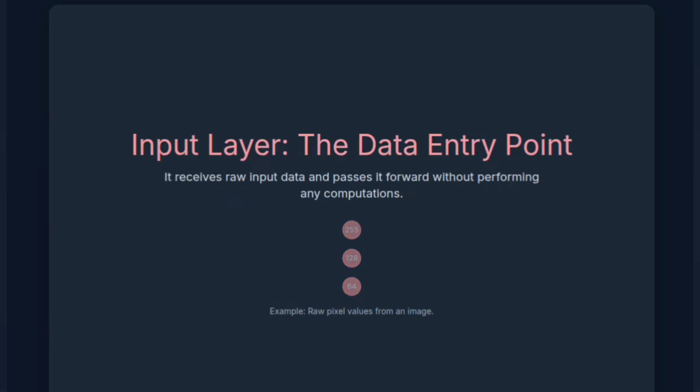Let's start with the input layer. This is beautifully simple. It receives raw input data and passes it forward without performing any computations. For example, if you're processing an image, each neuron in the input layer might represent a single pixel value. If your image has pixel values of 255, 128, and 64, those exact values get passed to the next layer unchanged. The input layer is essentially the translator that converts real-world data into a format that neural networks can understand.